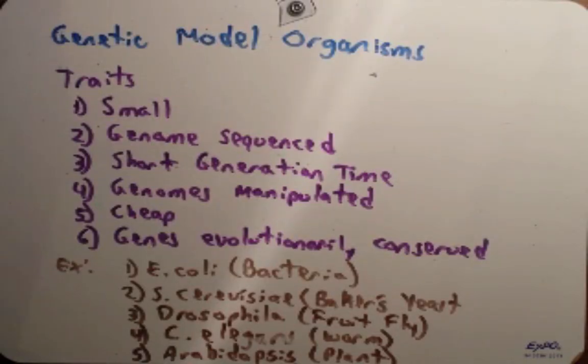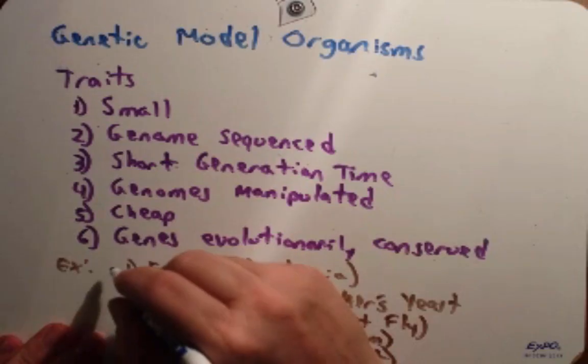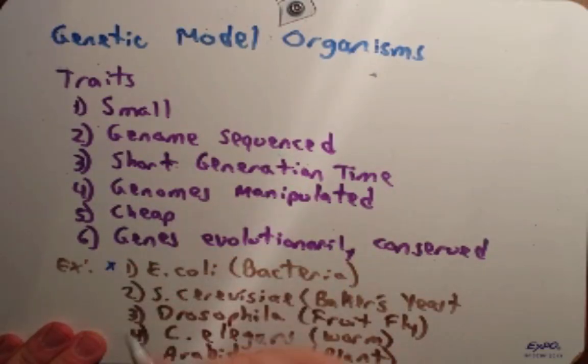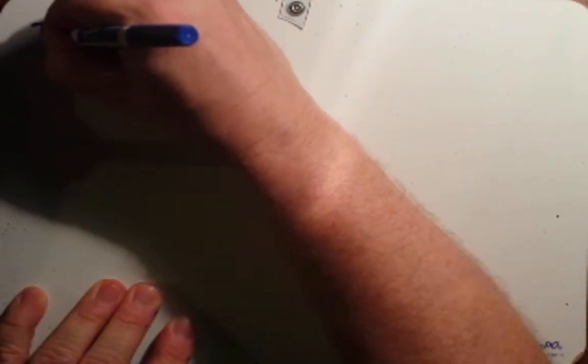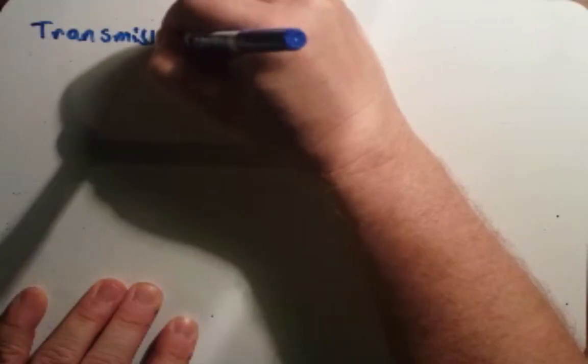Throughout this semester in lab and in lecture, we'll talk about all of these in lecture, but in lab you'll have an opportunity to work with E. coli, Saccharomyces cerevisiae, Drosophila, and C. elegans. Unfortunately, we won't be able to work with Arabidopsis in the summer session. We can lump geneticists into one of three categories, though it's probably not a good idea, but let's go ahead and do it just for a moment here.